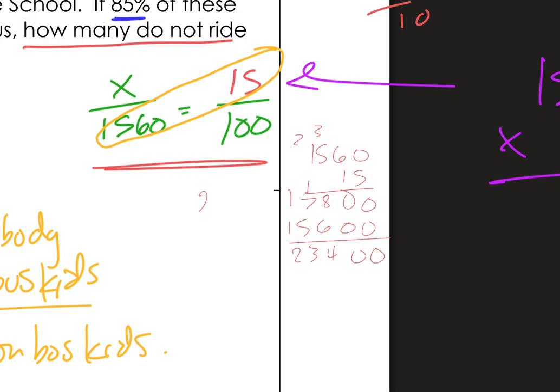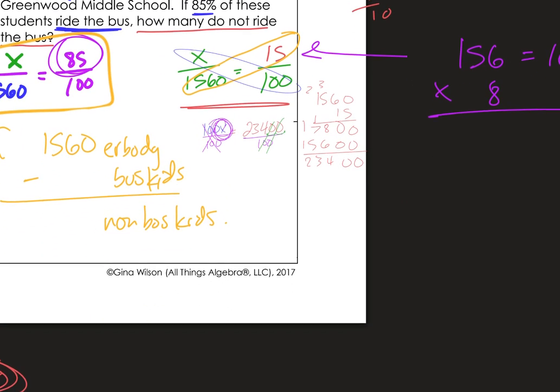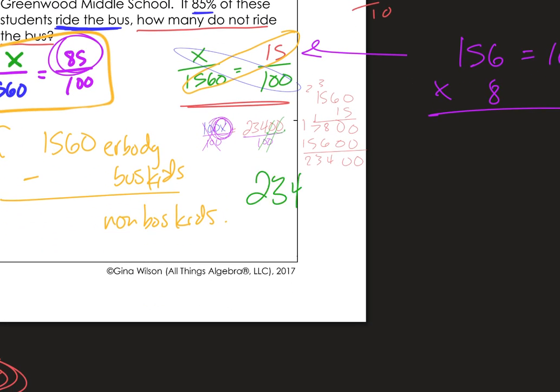So 23,400 is equal to 100x. Well, now I'm going to divide both sides by 100. Why? Because I want to get x by itself. And then when I do that, these zeros cancel. You could either cancel the zeros, or remember, you could just move the decimal twice. And the idea is that 234 kids do not ride the bus.